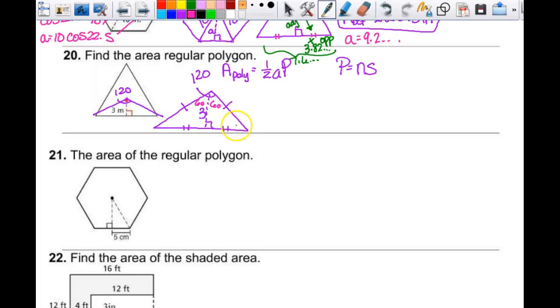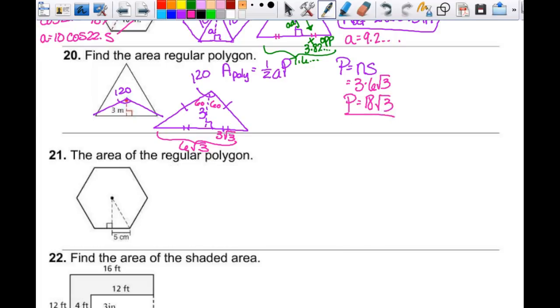So across, this is 30, so this is s. This would be 2s, but I don't really care about the radius. And then this is the long leg, so this is s square root of 3, or 3 square root of 3. Which means the whole side length is 6 square root of 3. So n is 3. Side length is 6 square root of 3. So my perimeter, 18 square root of 3.